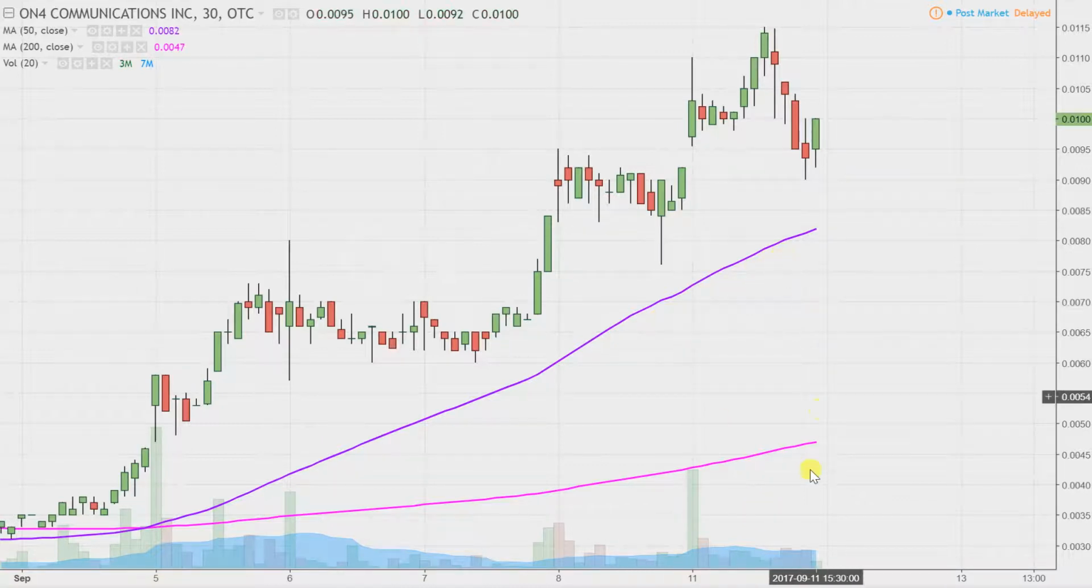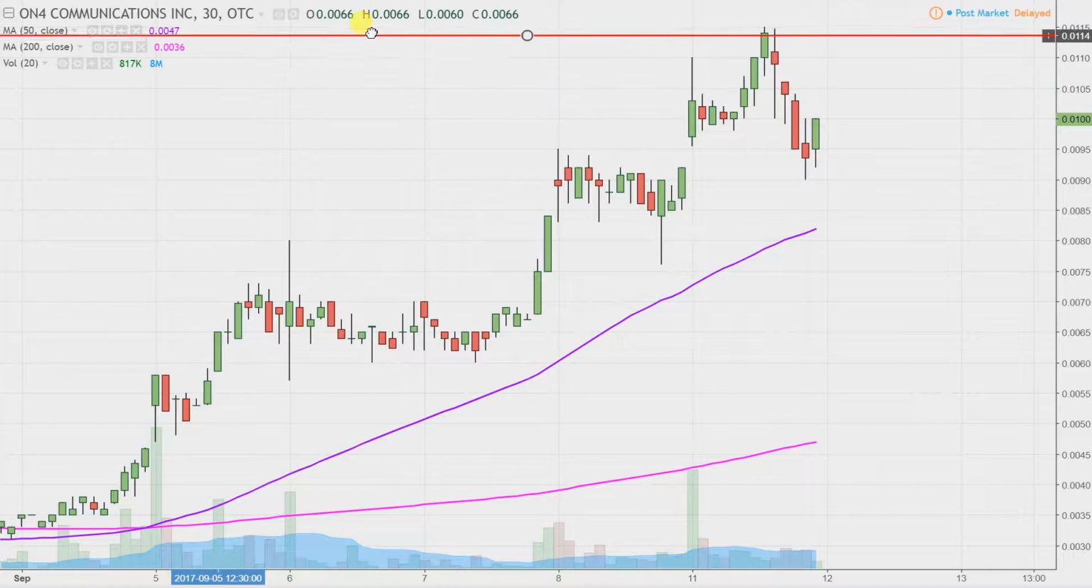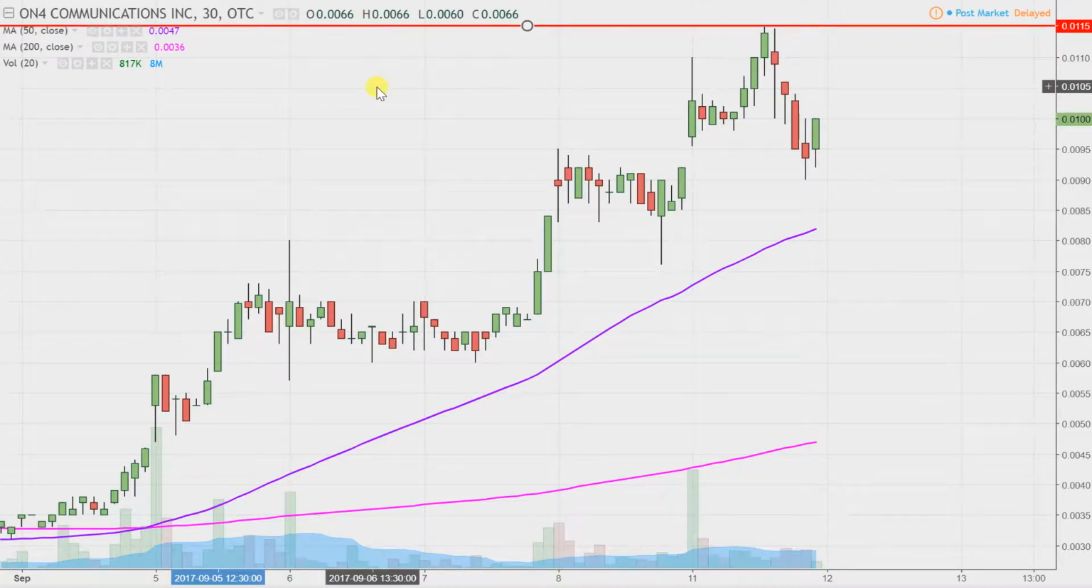What about levels of resistance? As things stand right now, the party stopped today up there at 0.0115. So 0.0115 is going to be that current public enemy number one going into tomorrow and the remainder of the week.